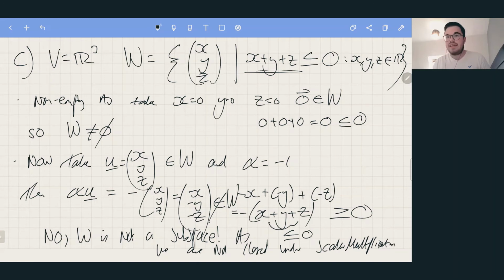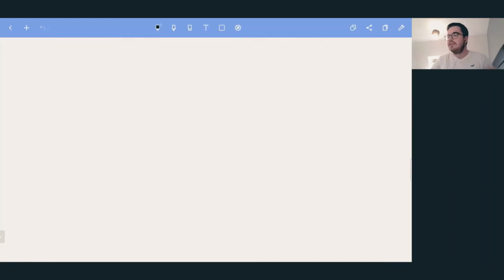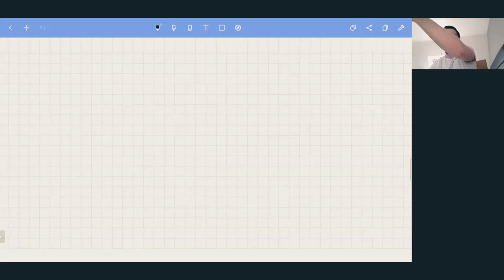Remember that we can take any scalar here. I've just used -1 to show that it doesn't work. And if it doesn't work for alpha equals -1, then it's disproved. It's a counterexample, and it shows that it's not an actual subspace. Right. Next one we're going to try, and we're going to use polynomials.